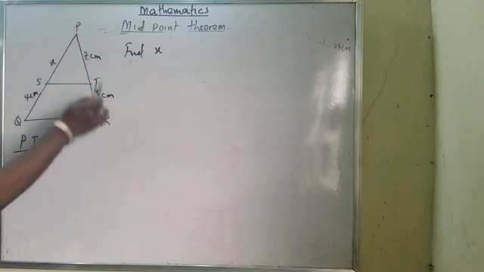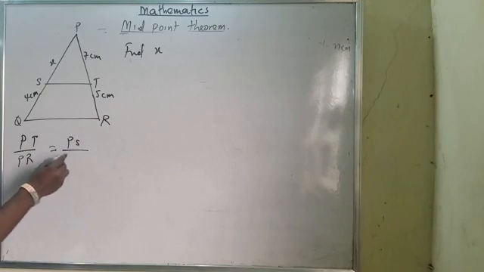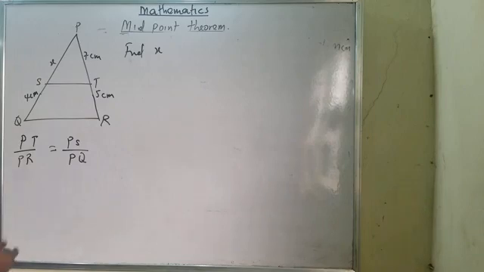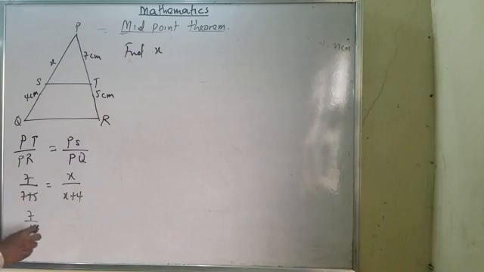PT divided by PR will be equal to PX divided by PQ. That is what you just need. Now, what is your P, which is going to be what? 7 divided by 7 plus 5 equals this also will be X divided by X plus 4. Normally, this and this will be equal to 7 all over 12 equals X all over X plus 4.